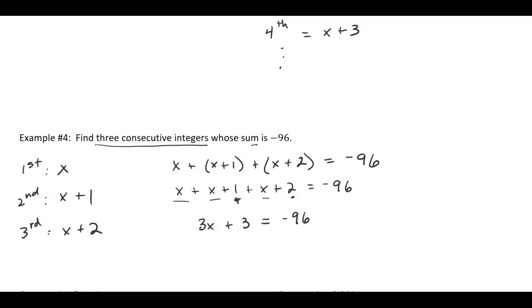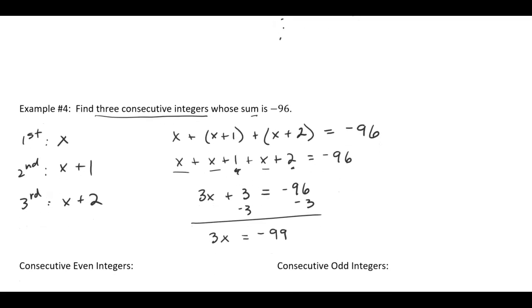Okay, so we're back to that standard form for a linear equation. Subtract 3 from both sides. 3x equals -99. Divide by 3. And so we get x equals -33. Now, does that have to come out to be an integer? Could I have gotten like -33.5 or a third or something like that? No, I can't have that decimal or fraction portion because it says these are going to be integers, so it's got to be an integer.